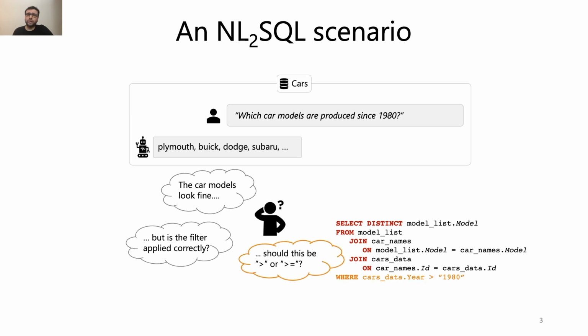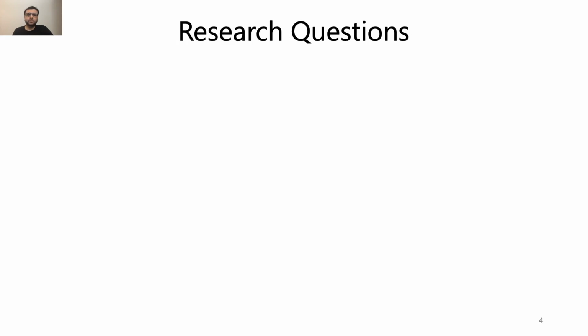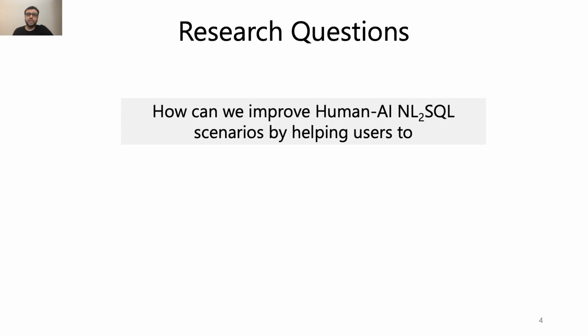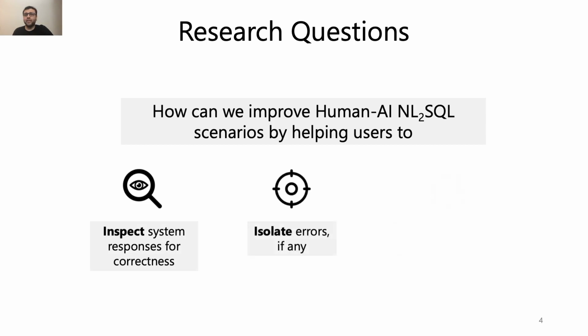They somewhat interpret the filter-like statement, but have no idea what the other statements mean. Many systems output similar responses, presenting challenges for users who may be familiar with the domain but have little or no experience with SQL. In this work, we study how such human-AI NL to SQL scenarios can be improved by helping users to inspect system responses for correctness, isolate errors if any, and fix those errors if possible.